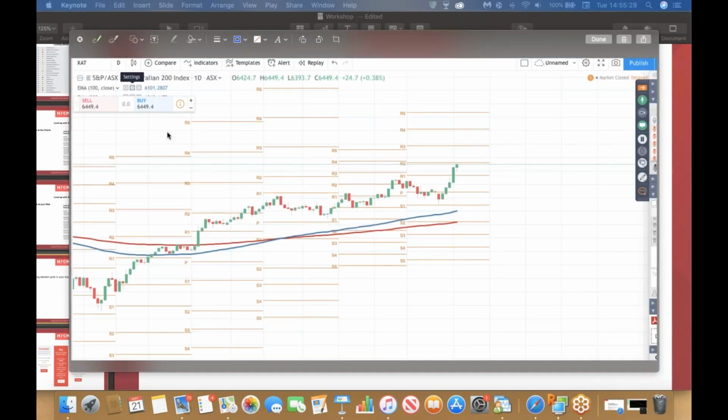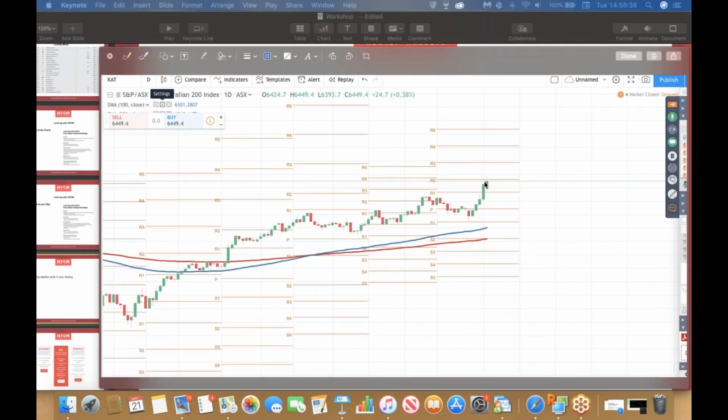This is the Australian daily chart, the ASX 200. This was yesterday. This was the strong bullish candle that just went straight to the pivot point and is moving up to that next pivot point at the R2 level.